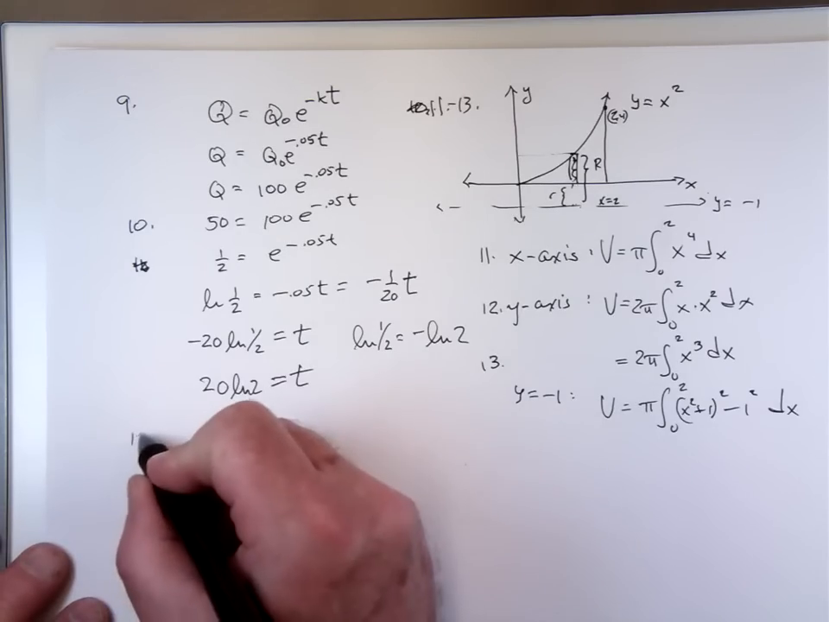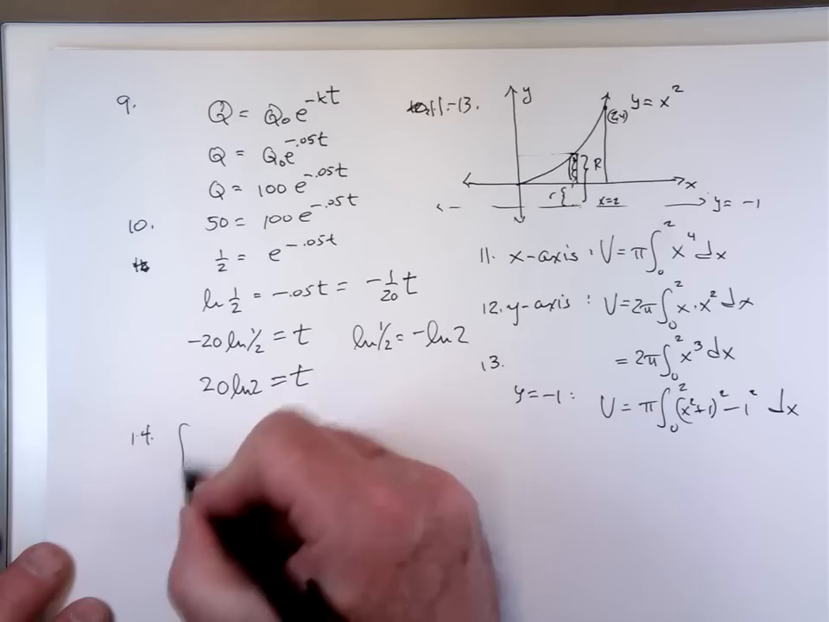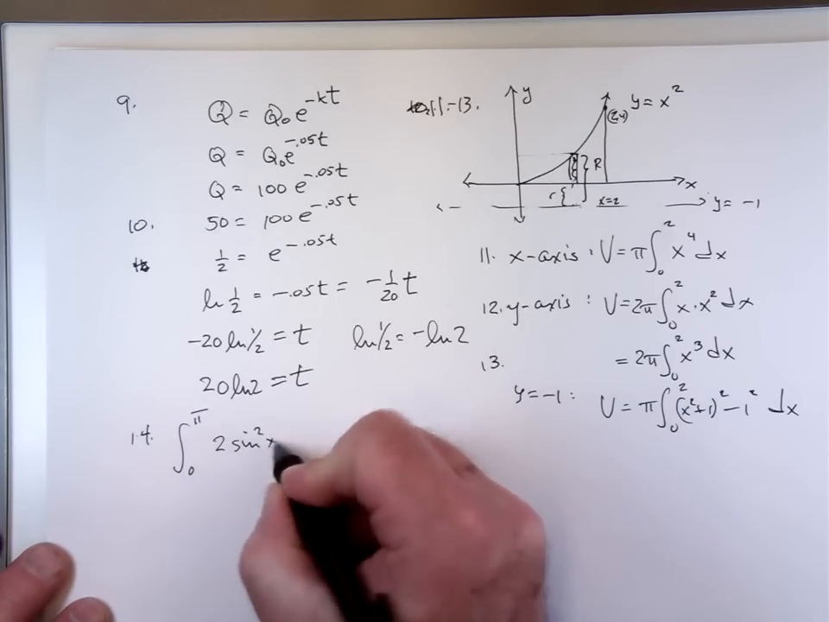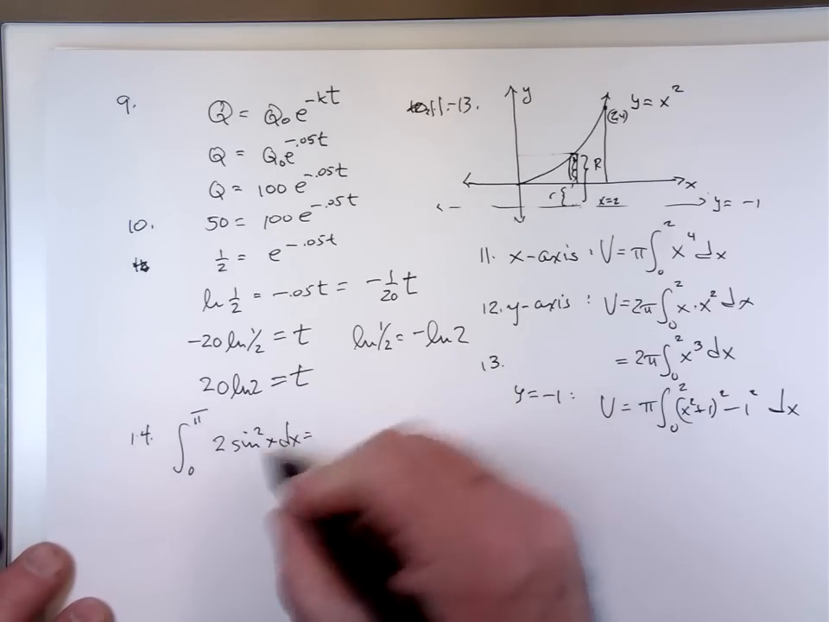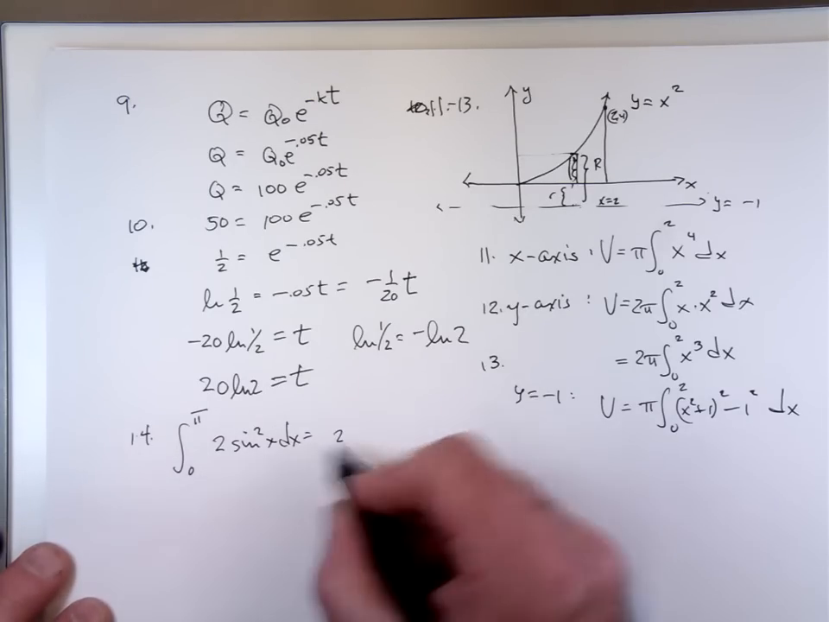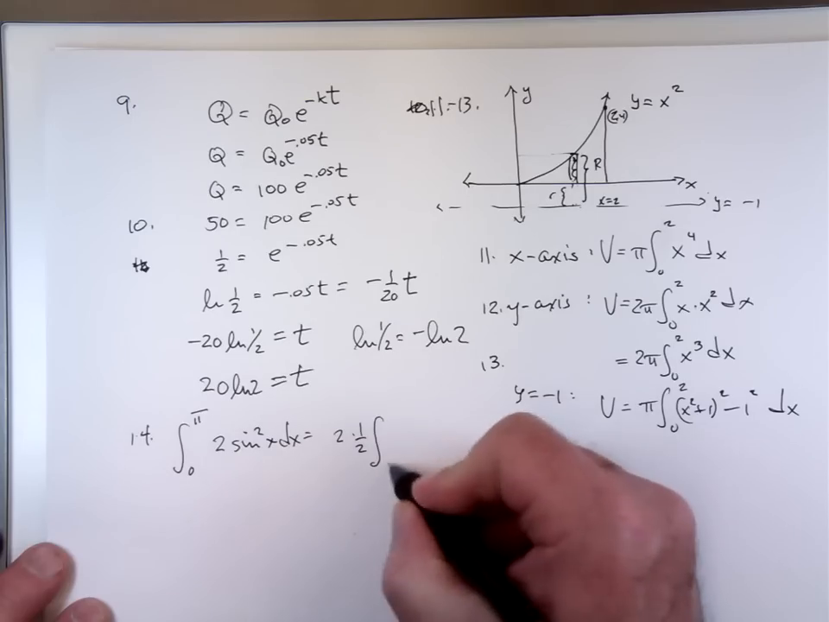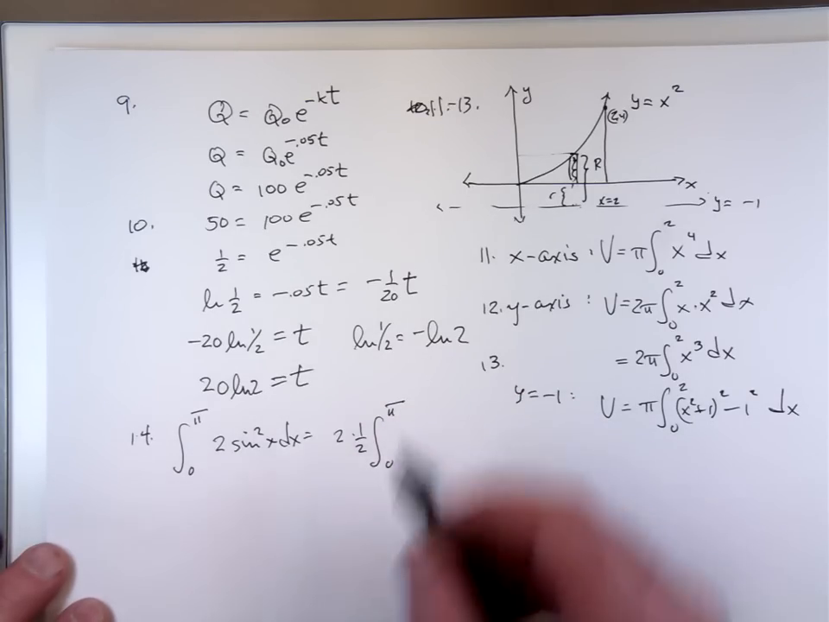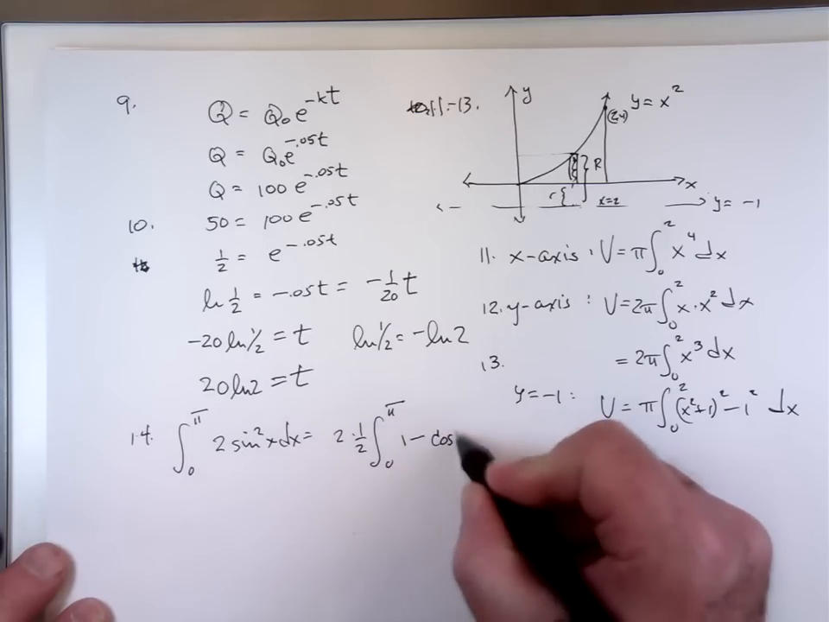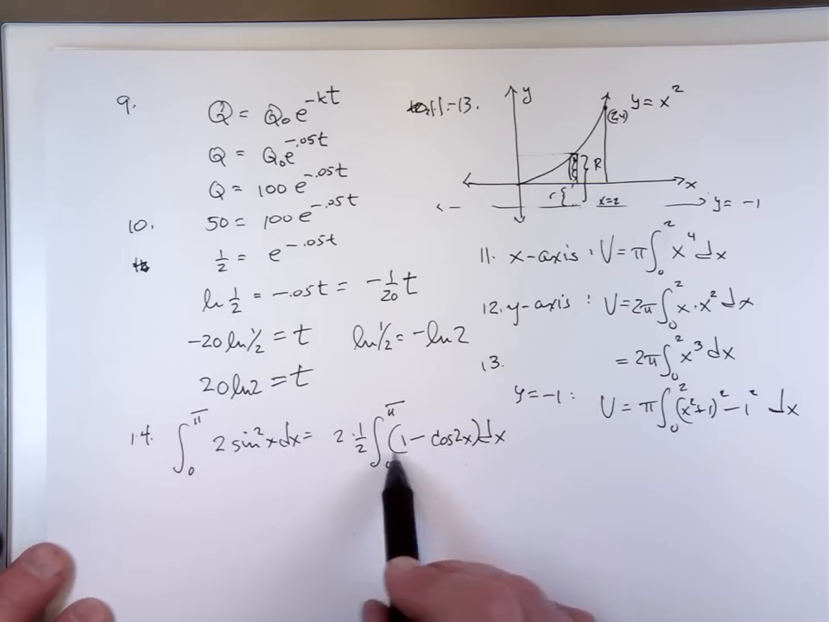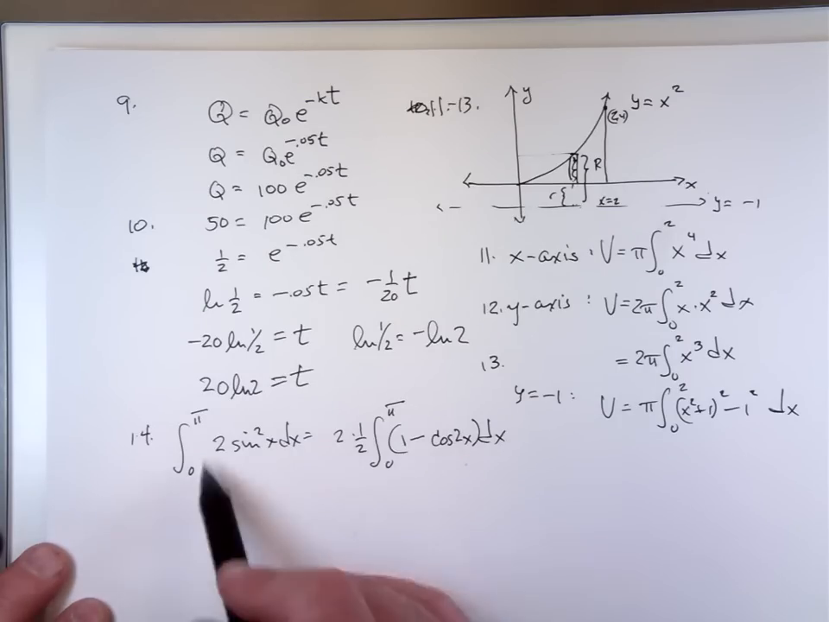14. Integrate the following. 0 to pi, 2 sine squared. To do sine squared, we need a half angle. I'm going to take this 2 out front, but I'm also going to get a half from the half angle formula. Because the half angle formula for sine squared is 1/2, 1 minus cosine 2x. Half angle is 1/2 times this quantity. I put the 2 in here in the problem, so that would just cancel that out.